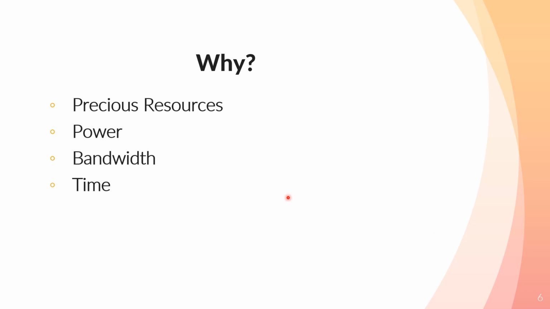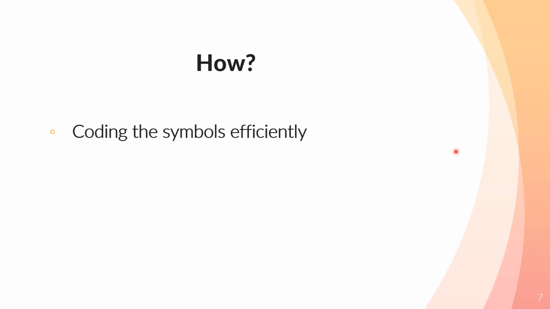So why is it needed? Why do the redundant bits have to be removed? The parameters or commodities involved in communication, power, bandwidth, and time, are all very costly resources. So they need to be used efficiently. In order to use them efficiently, we remove the redundant bits so that bandwidth, time and power are saved.